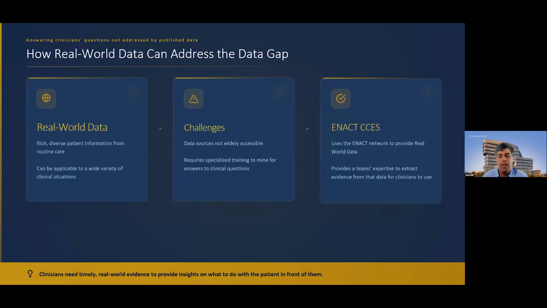And so even when it is sometimes accessible, it requires more specialized training for those to be able to get answers to their clinical questions. So that kind of brought us to this idea of, hey, we have the ENACT network. So let's create a clinical concierge evidence service that may be able to help provide clinicians with some real world data. And we also have a team that has some expertise to be able to extract that data from the real world data source that we have with the ENACT network. So that's kind of what brought us to creating the ENACT CCES.